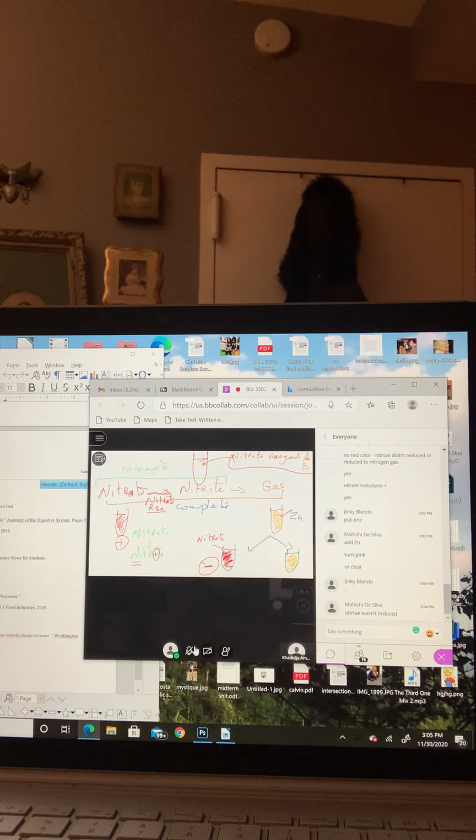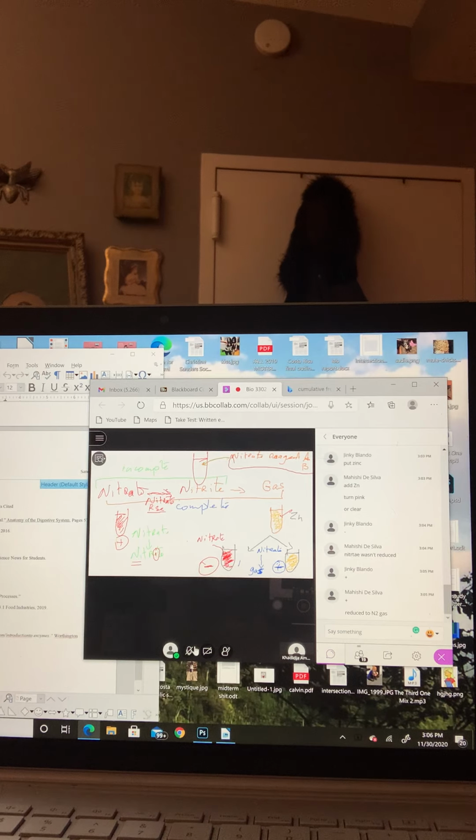So if the tube is still colorless, what does it mean? Is it positive or negative? It's positive. So the nitrate was reduced into gas. The nitrate was reduced completely to the gas. You see the difference here.